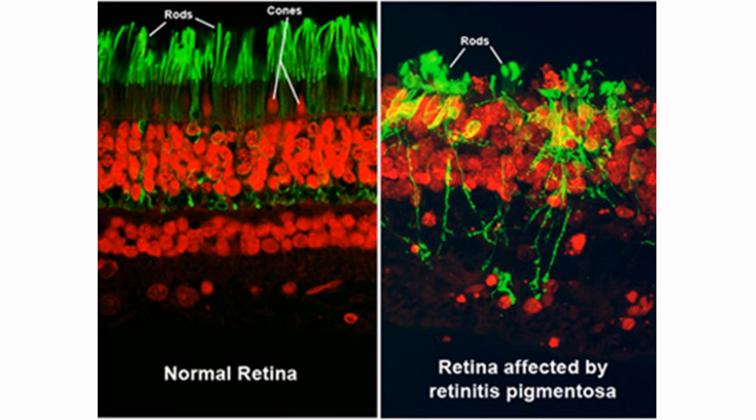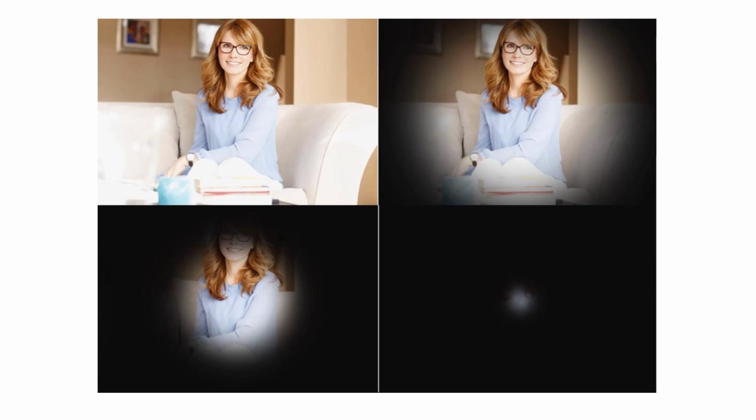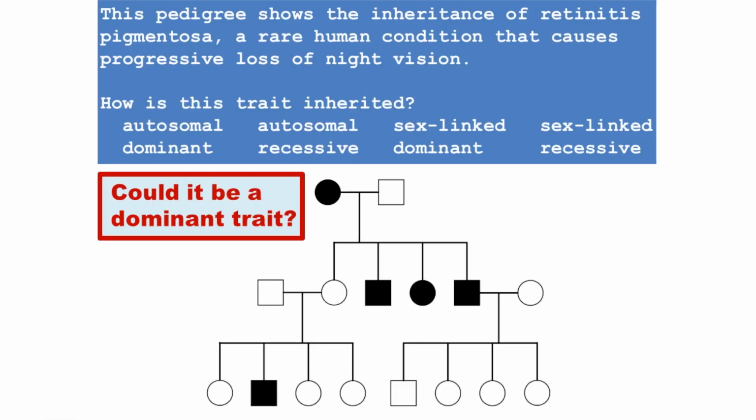Here's what's going on. You get this progressive deterioration of the rods, and an individual who has this progressively will have what is kind of a tunnel vision. As it progresses, the vision gets worse and worse and worse. This pedigree has been collected by looking at individuals. We see here 1, 2, 3, 4, 5 individuals on this pedigree show the trait retinitis pigmentosa, and we're trying to understand what's the mode of inheritance.